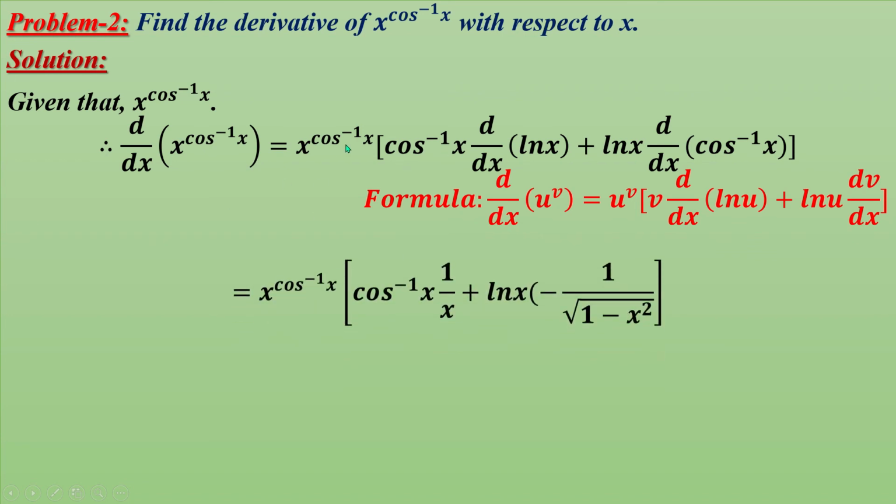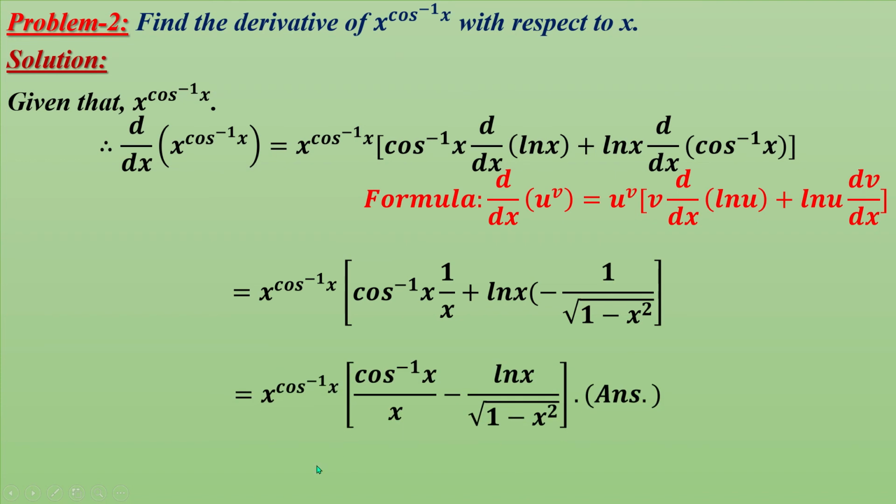Now calculate: this part fixed, and here will be cos inverse x into 1 divided by x, because d/dx ln x equals 1 by x, plus ln x into minus 1 divided by square root of 1 minus x squared, equals x to the power cos inverse x. Here it is just calculation; after multiplying we'll get this minus ln x by square root of 1 minus x squared. This is the required answer. Very easy math. Clear everyone?